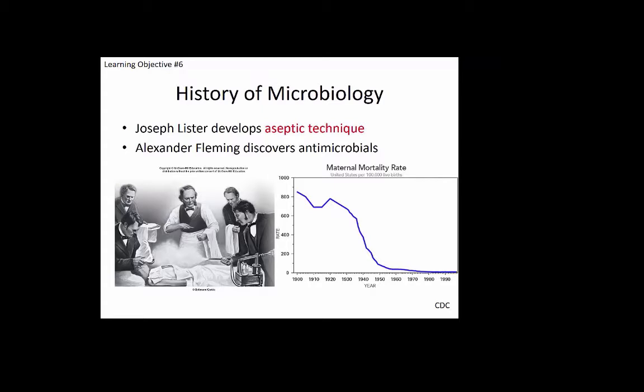Additionally, Alexander Fleming discovered antimicrobials, which had a huge effect on reducing the rate of infection. As shown in this data, around 1920, the maternal mortality rate in giving birth dropped dramatically when Alexander Fleming discovered antimicrobials that could be used to prevent infection caused by childbirth.